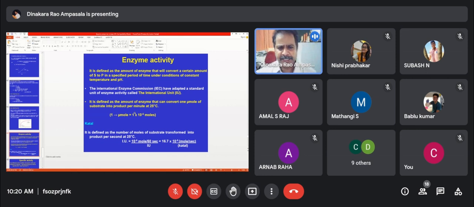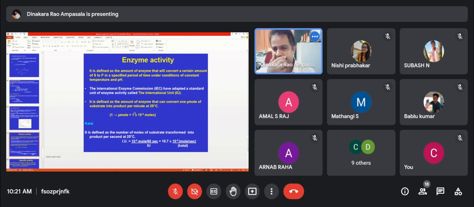The International Enzyme Commission has adopted a standard unit of enzyme activity called the international unit. Many enzymes are commercially available nowadays. If you see any enzyme bottle or label, they will give it in international units, like 20,000 international units, 100,000 international units, or 1,000 international units. These international units are defined as the amount of enzyme that can convert 1 micromole of substrate into product per minute at 25 degrees.